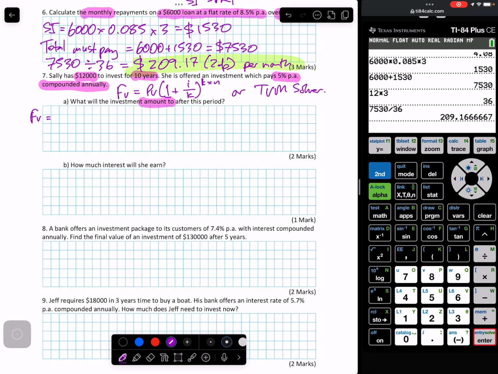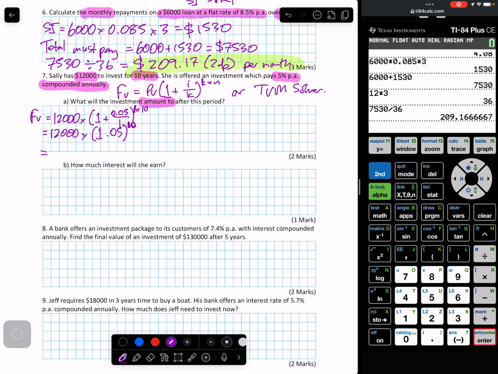FV is equal to PV. She invested 12,000 times 1 plus the interest rate was 5%, so 0.05 over K. It's compounding annually, so annually means once a year, so it's over 1 and to the power of 1 because we decided K was 1 and N is the number of years, which is 10. Clean it up, 12,000 times 0.05 divided by 1 is still going to be 0.05, so the brackets is going to be 1.05, and it's going to be to the power of 10.